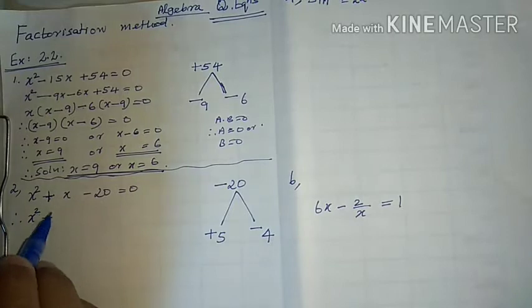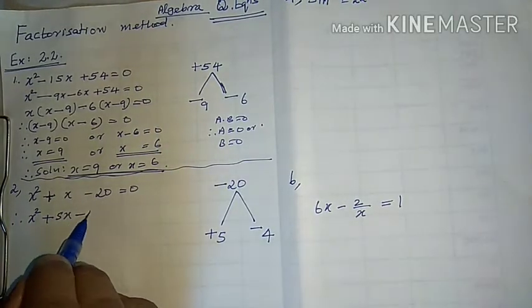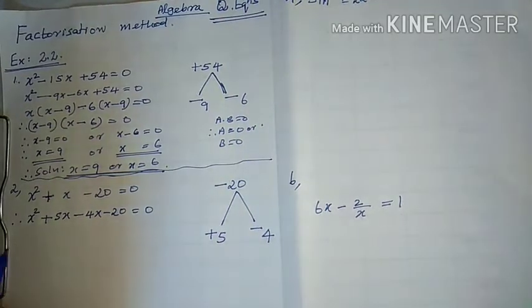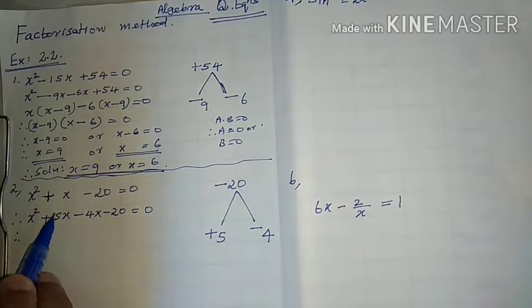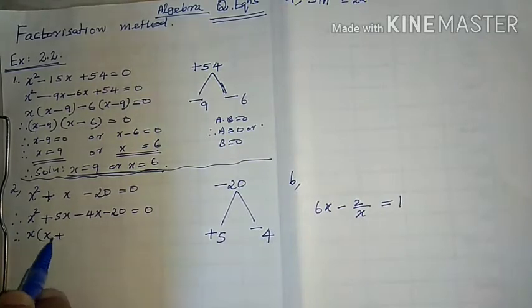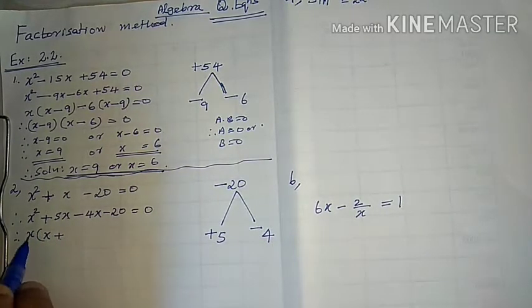x square plus 5x minus 4x minus 20 equal to 0. Here what do you see as common factor? x. So we take x out, so remaining x into x plus 5, since x comes out, 5 remains.